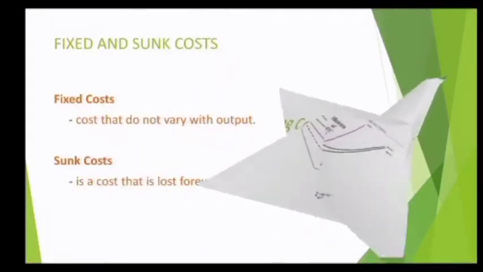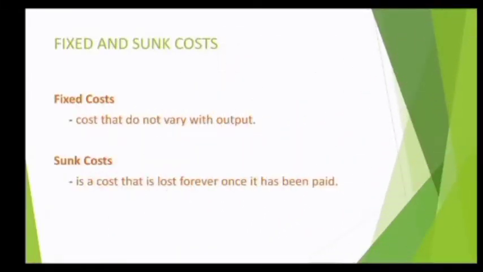Next is the fixed and sunk cost. Fixed cost is the cost that does not vary with output. A sunk cost, on the other hand, is a cost that is lost forever once it has been paid. So sunk costs are excluded from future business decisions because the cost will remain the same regardless of the outcome of a decision.